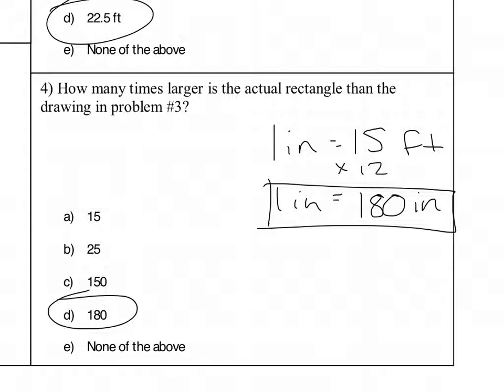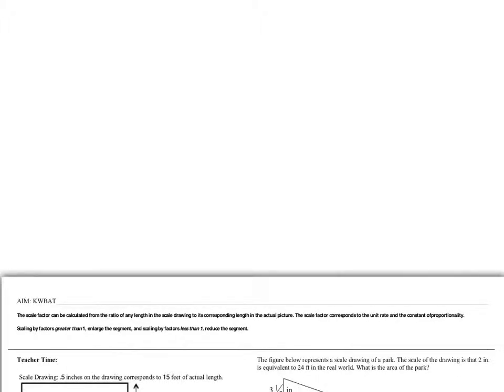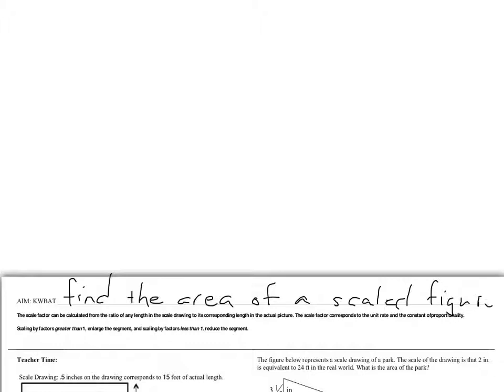All right, let's go ahead and flip on over and look at our aim for today. Today's aim is that Kipsters will be able to find the area of a scaled figure. All right.